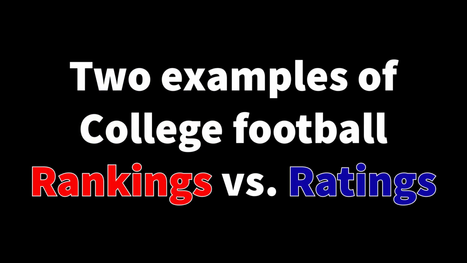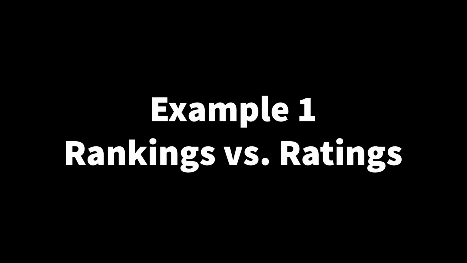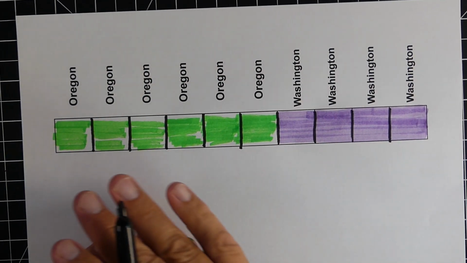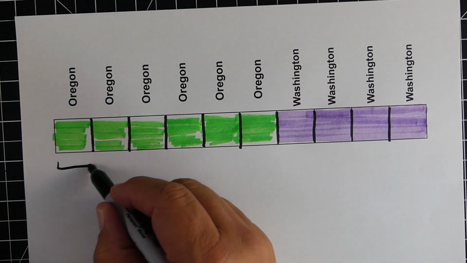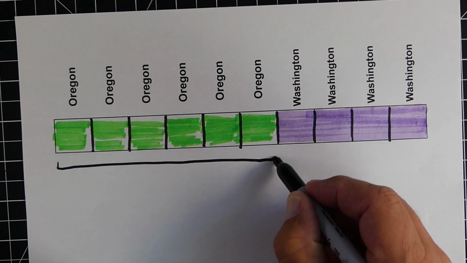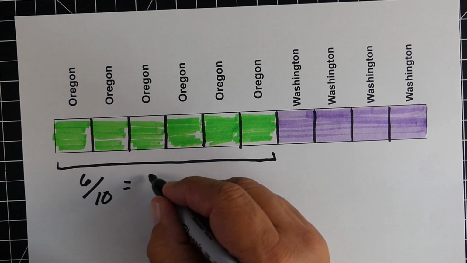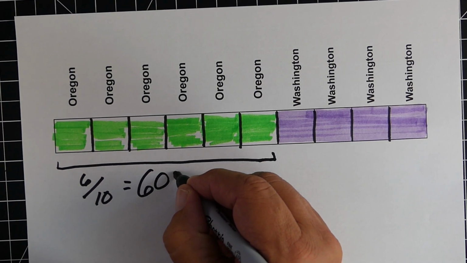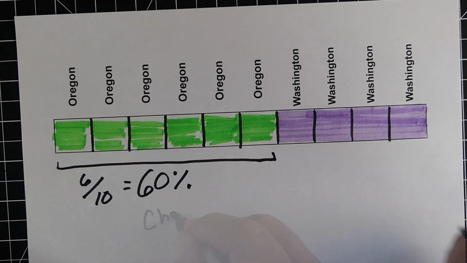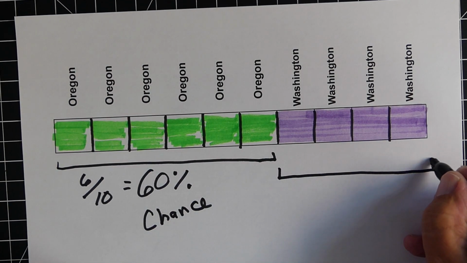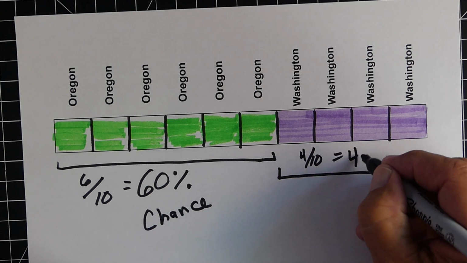So let's look at college football season last year. We're going to look at 2 examples from last football season of rankings versus ratings. Our first one is Oregon versus Washington. Now, the computer model from the show said that Oregon was rated higher. So even though we don't know the exact numbers, let's say there's a 60% chance that Oregon should win a game. So 6 out of every 10 games, Oregon would win. Well, that means then Washington would win the other 40%, or 4 out of every 10 games.